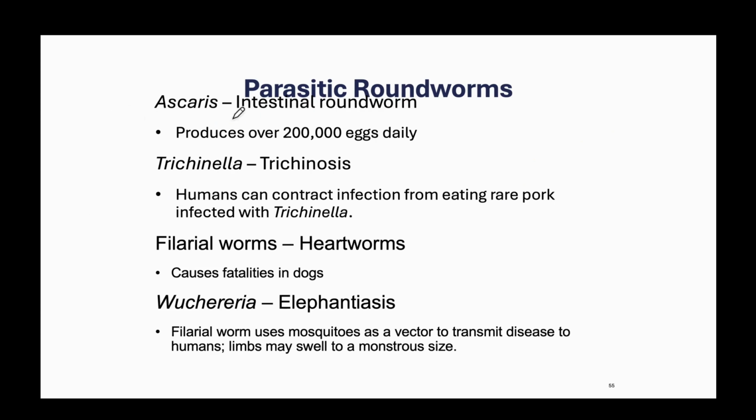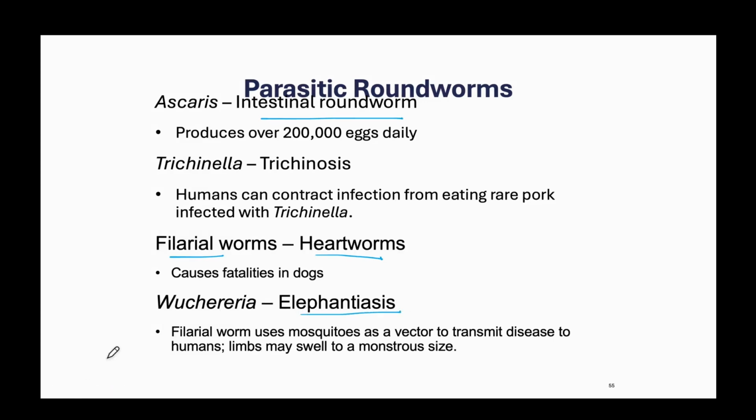And so Ascaris are going to be your intestinal roundworms. And this is kind of creepy, they can lay over 200,000 eggs a day. And trichinosis is from eating the parasite Trichinella, and that is from eating rare or undercooked pork. We hear of filarial worms quite often. We don't hear this term, but we hear heartworms, and that is what affects our dogs and causes dog fatalities. Then there is also Wuchereria, which can cause elephantiasis.